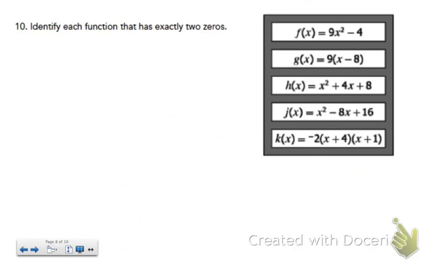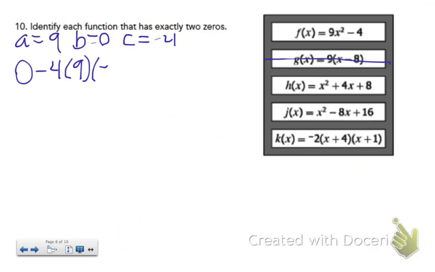So, first of all, I know it's not g of x because g of x is going to be a line, and that is only going to have one x-intercept. So then I can do f of x. A is 9. B is 0 because there is no b of x term. And c is negative 4. So then I can plug it in. 0 squared is 0 minus 4 times 9 times negative 4. Negative 4 times negative 4 is positive 16, and 16 times 9 is definitely greater than 0. So we know that that is going to have two solutions. So I would click that one.